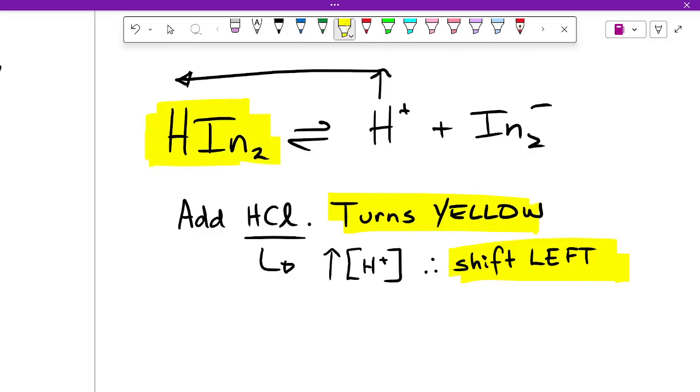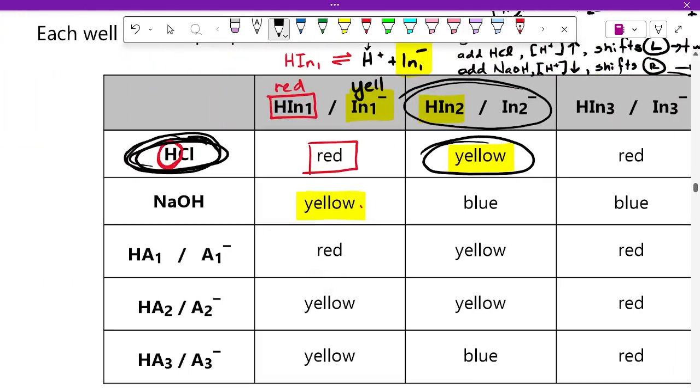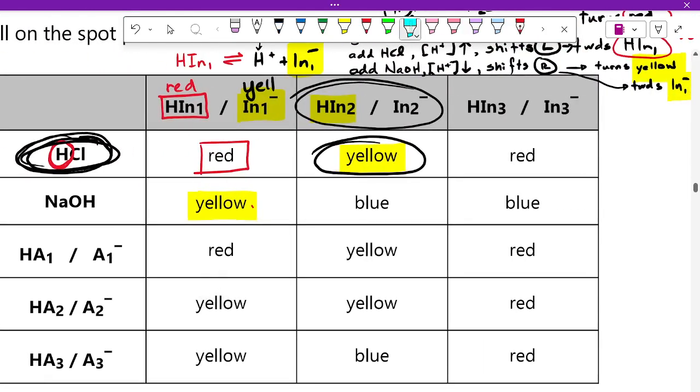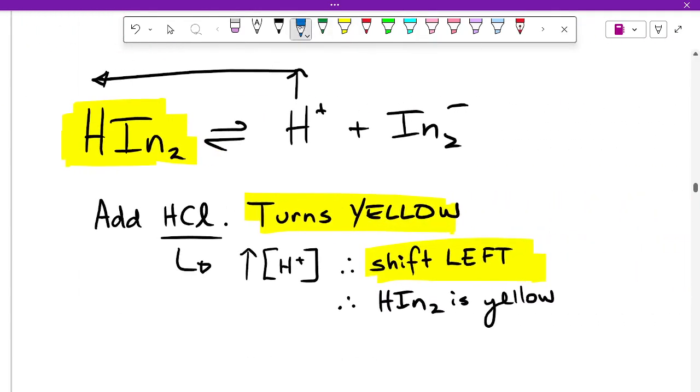It shifted left and it turned yellow, therefore HIn2 is yellow. Now, the second thing we did is we added some hydroxide to it. And when we added hydroxide, it turned blue. Are we all okay with reading this little chart? You just go across and down. So when we add NaOH, it turns blue.